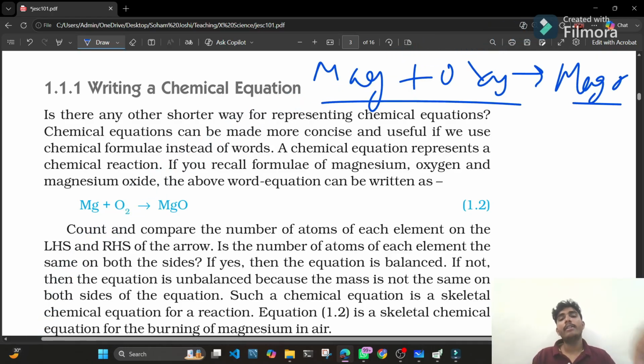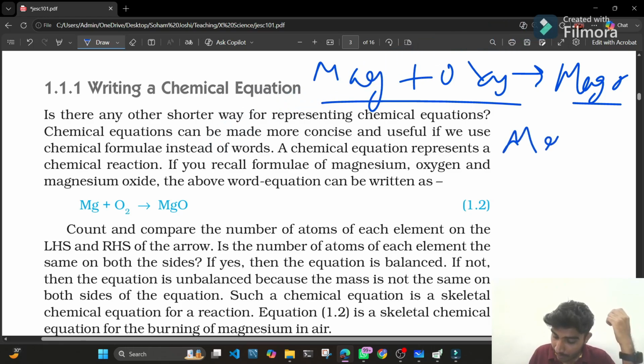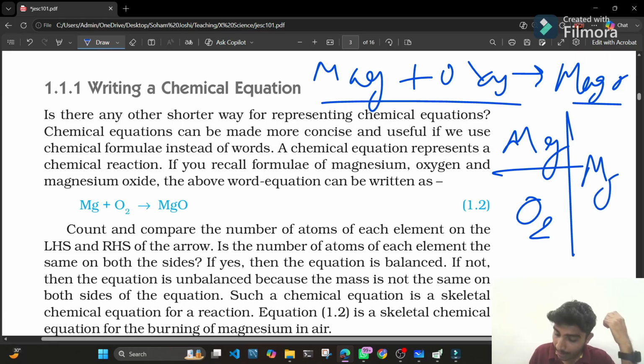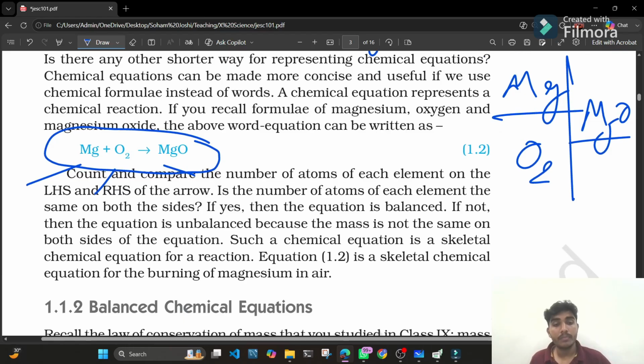Oh my God. Again, this is also a very lengthy process to write. So therefore, to write a chemical equation, we use chemical formulas or symbols of these elements, right? Magnesium is written as Mg, oxygen is written as O2, magnesium oxide is written as MgO. So basically, we get the reaction that Mg plus O2 gives MgO, that is magnesium oxide. Magnesium plus oxygen gives magnesium oxide. Okay, so this is how we write a chemical equation.